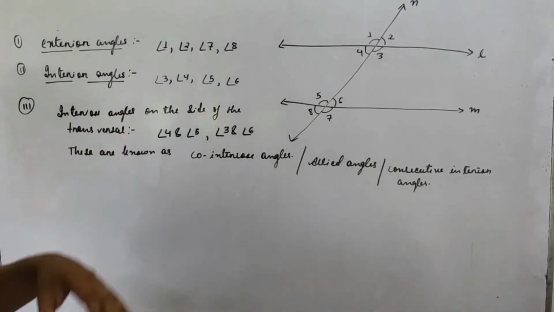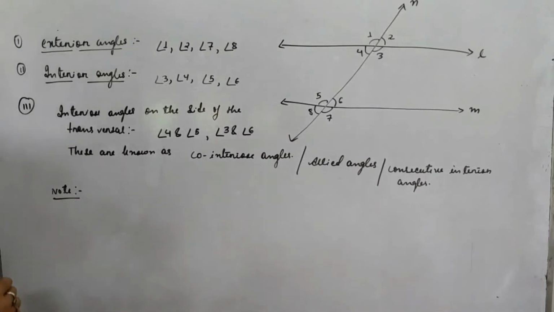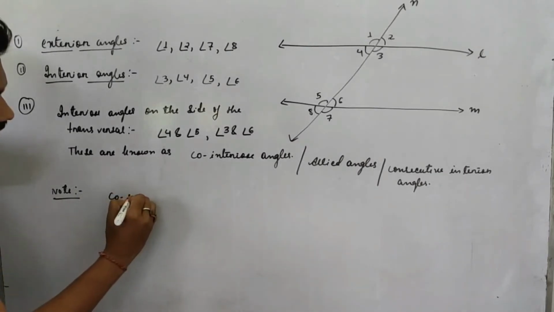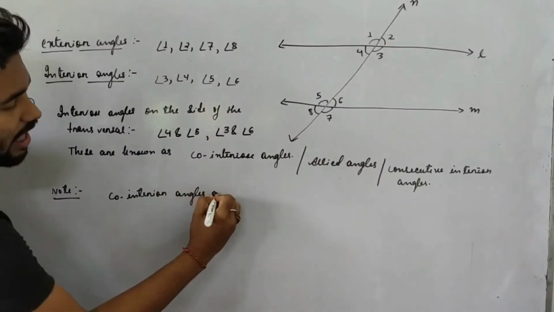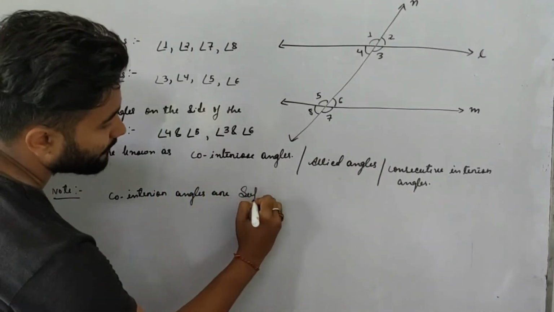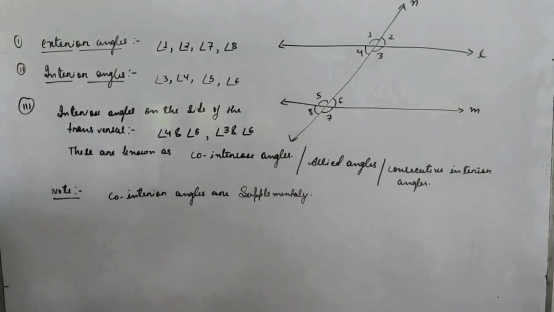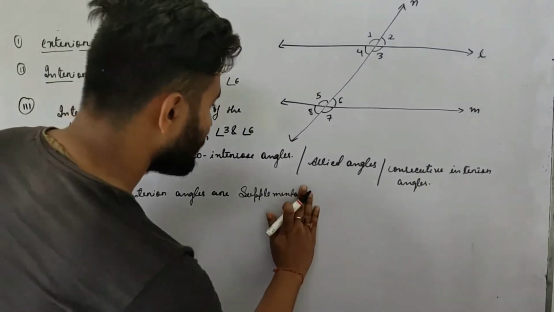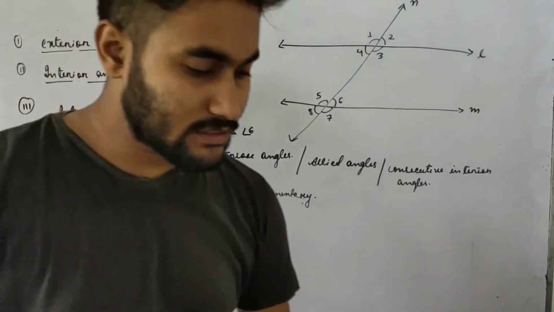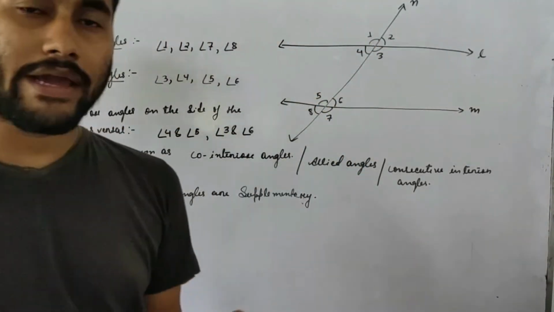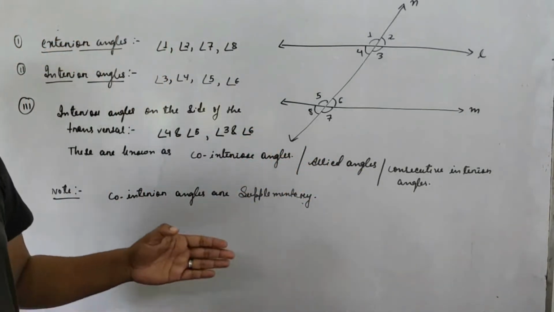Okay, so about this thing you have got. Now one thing you remember about this, you can write it as a note: co-interior angles are supplementary. About supplementary angles we have discussed already, that if you add two angles, the sum should be 180 degrees. So that was supplementary.